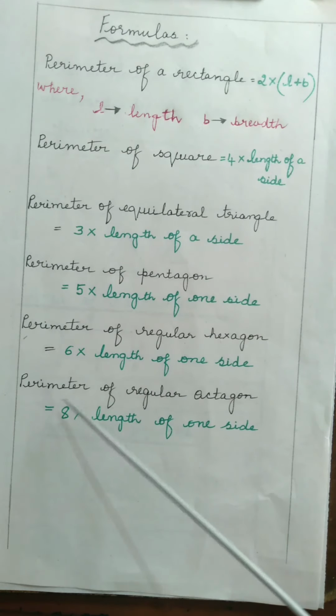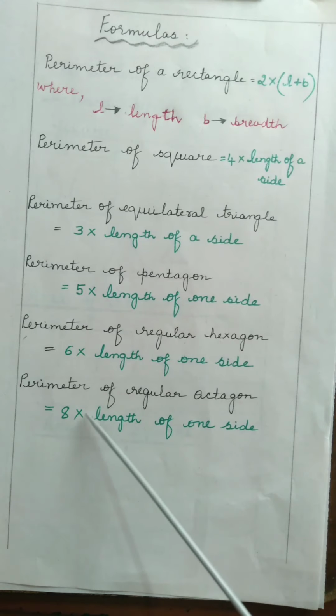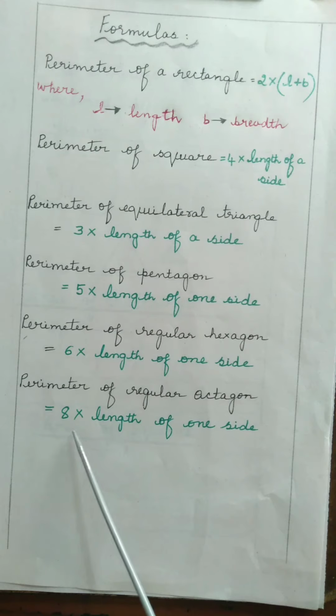Next is the perimeter of a regular octagon. Octa means 8. Therefore, an octagon is also a polygon having 8 sides. In a regular octagon, if one side is known, then the remaining 7 sides will be equal. Therefore, in a regular octagon, all 8 sides are equal in measurement, and the perimeter of a regular octagon is calculated using the formula 8 into length of one side.